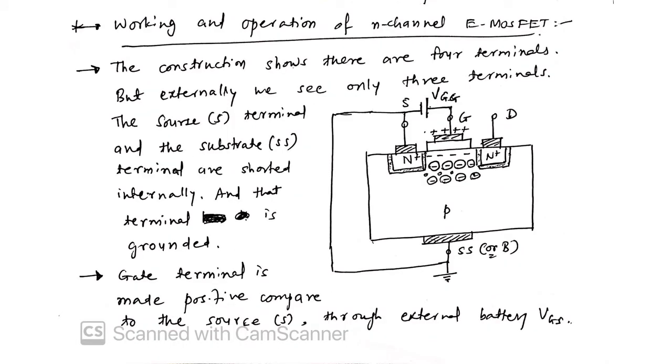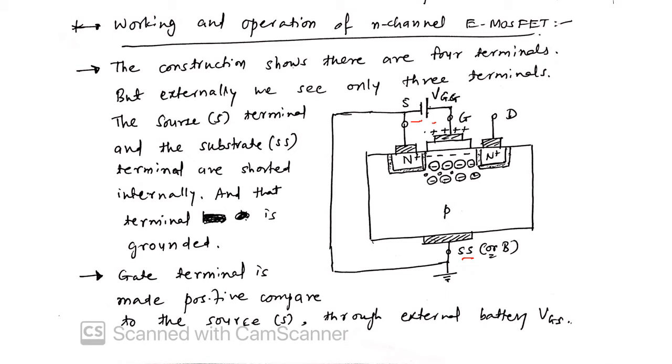Okay, so the working and operation of N-channel E-MOSFET. Now, the gate terminal is made positive compared to the source terminal. And before that, one more thing: the source terminal is shorted with the substrate terminal, and that has to be grounded. This shorting, source to substrate, is internal.